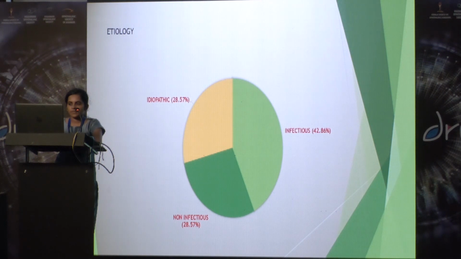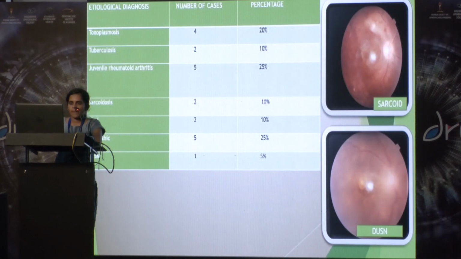The majority of them were infectious causes, about 42.86%, and the idiopathic and non-infectious causes contributed 28.57%. Then the etiological diagnosis: a major proportion was found to be infectious causes, and among them it included toxoplasmosis, tuberculosis, viral, and a single case of DUSN. Then the majority of non-infectious cause was juvenile rheumatoid arthritis, 5 cases, and in that 2 cases presented as band keratopathy, the first presentation itself, which shows the presentation of juvenile rheumatoid arthritis as white uveitis.